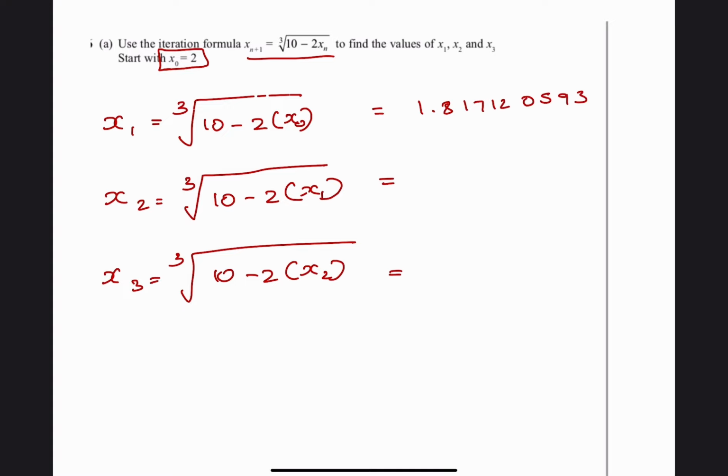1.817120593. You got to write everything. Okay, and the next one, press another equal sign. 1.85318496. Okay, press another equal sign. 1.846265953. And those are the answers for x1, x2, x3. Remember, the method marks is very crucial here. Okay, cool.